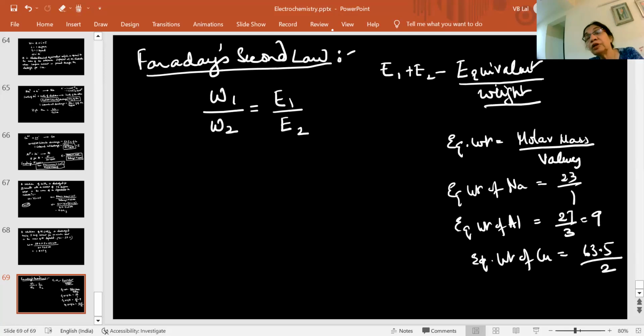So the weights of the different substances that are deposited at different electrodes, provided the same amount of current is passed through each electrolyte, then W1 by W2 will be equal to E1 by E2. Here it is important to understand that the concentration of electrolyte is not important. It is the amount of charge, not current, that is passed through. If the amount of charge passed through different electrolytes is the same, then the weights deposited will have the same ratio as their equivalent weights. Sometimes there are questions based on this also, so let us do one or two questions of that type.